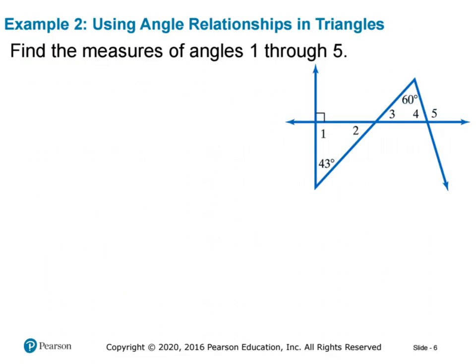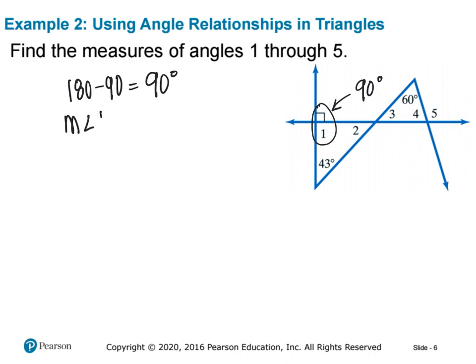All right, so then it says find the measures of angles 1 through 5. So we know right here, this square means it's 90 degrees. And then angle 1 is supplementary to that. So you do 180 minus 90, which is 90 degrees. So anytime you have a 90-degree angle and a line like this, that other opposite angle on the other side is also going to be 90 degrees. So the measure of angle 1 is 90 degrees.